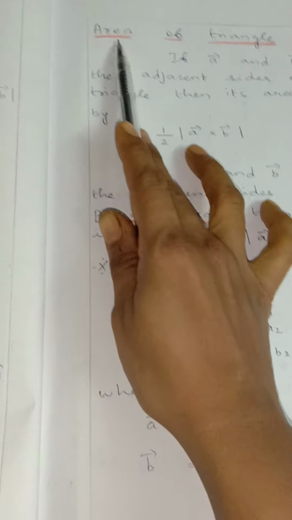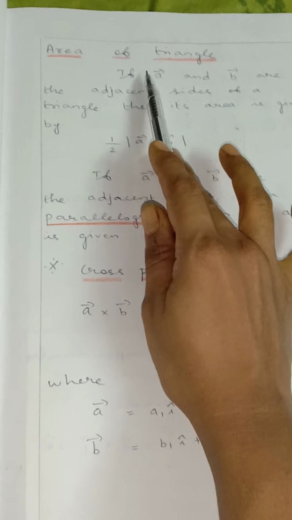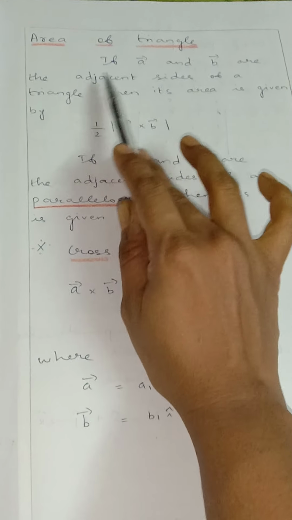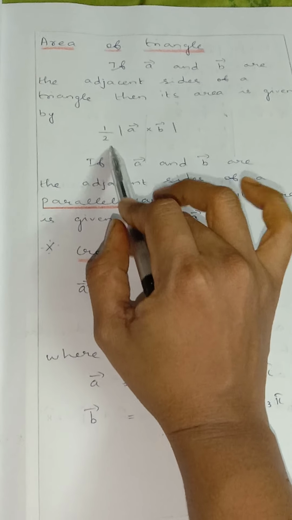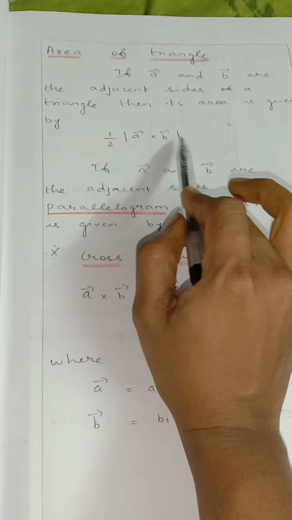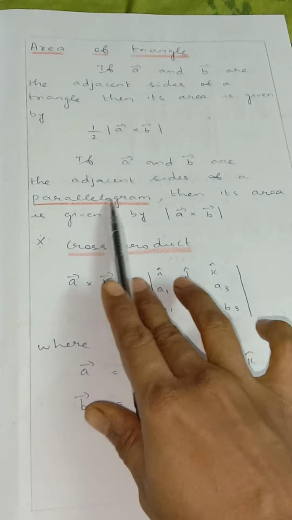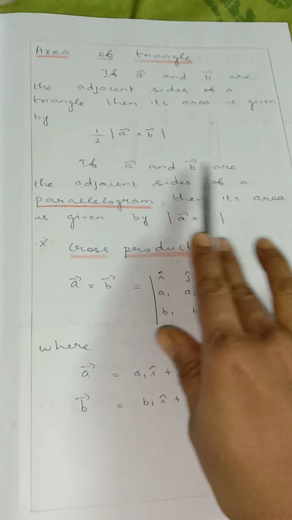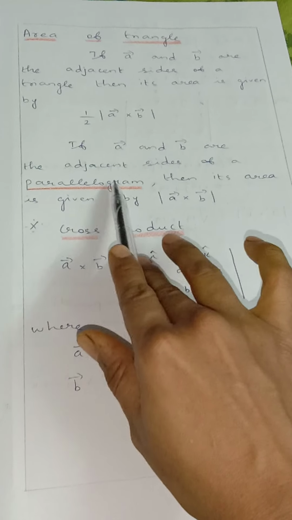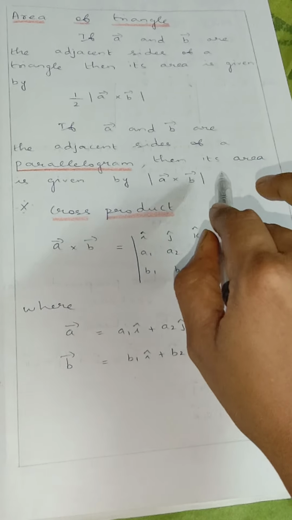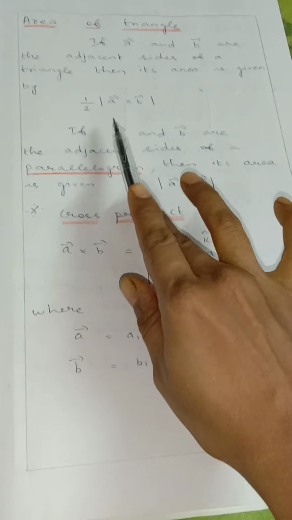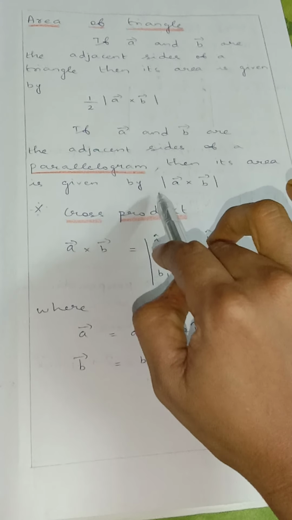These are the properties you have in the cross product, and we have some more properties also, that is area of a triangle. If a and b are the adjacent sides of a triangle, then its area is given by half magnitude of a cross b. If a and b are the adjacent sides of a parallelogram, then its area is given by magnitude of a cross b. The only difference is that here we do not have half.